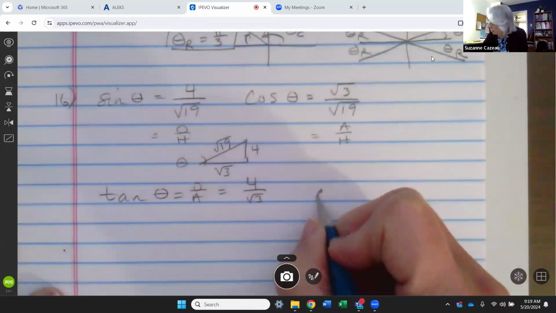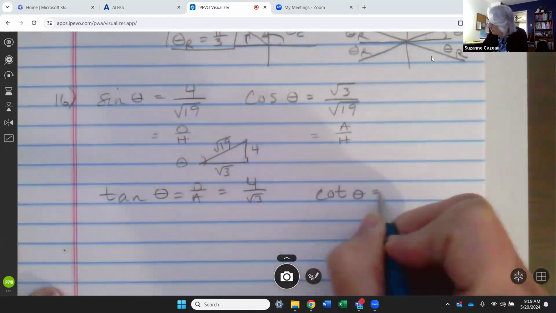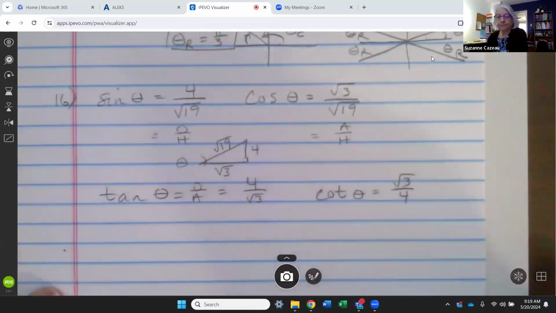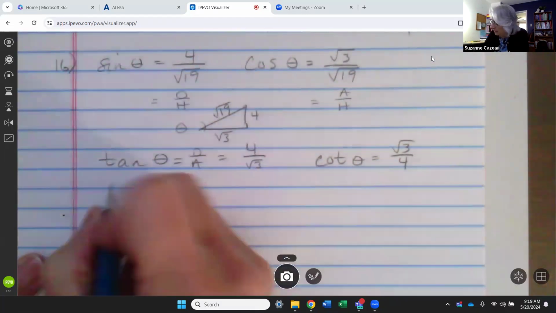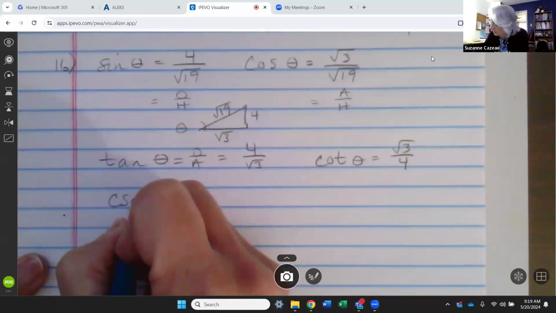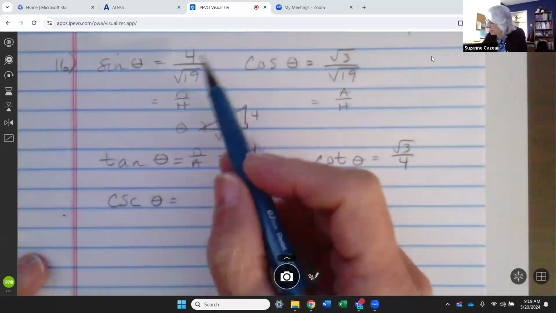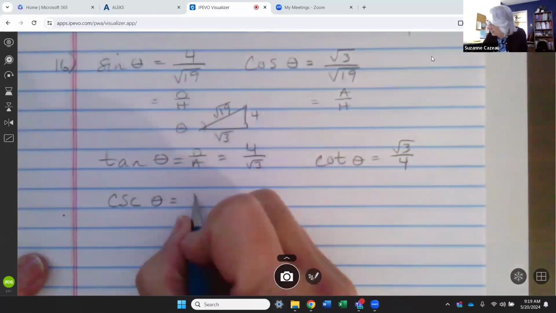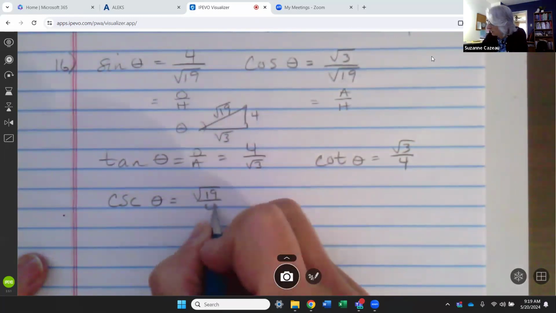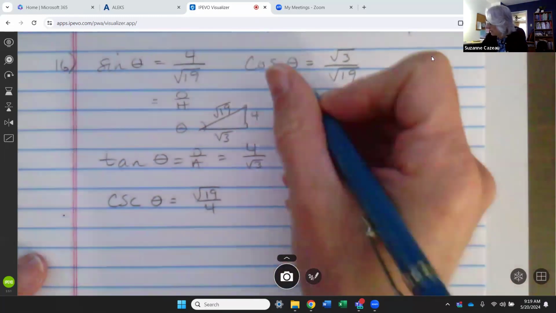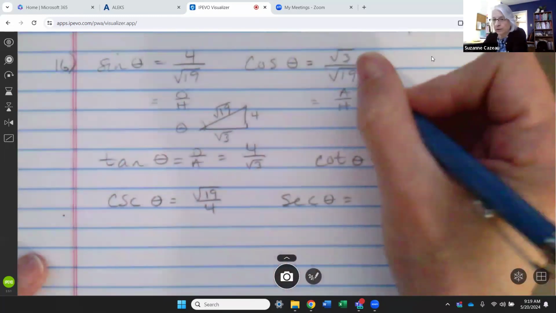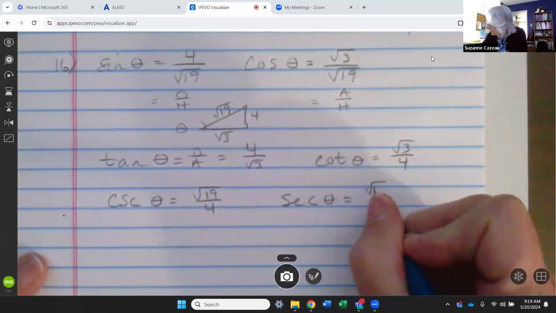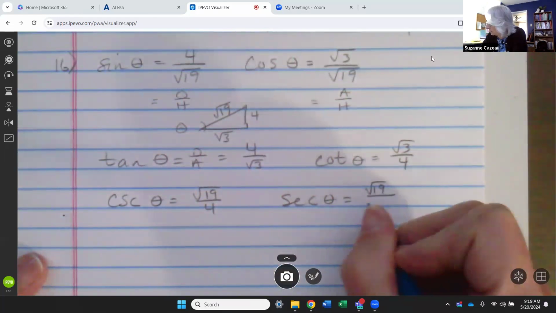And its reciprocal, cotangent, is going to be root 3 over 4. What else do we need? Well, the reciprocal of sine is cosecant. So instead, that's just root 19 over 4. And the reciprocal of cosine is secant. So that's going to be root 19 over 3, root 3.